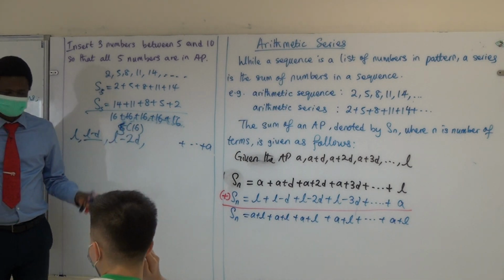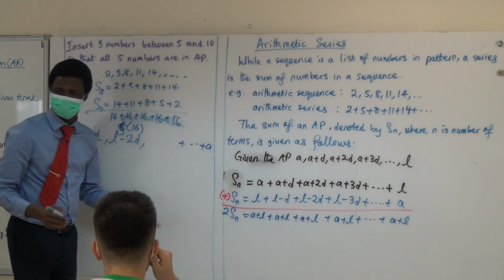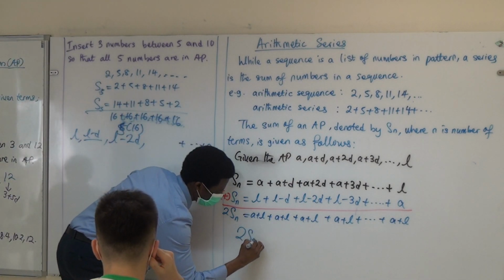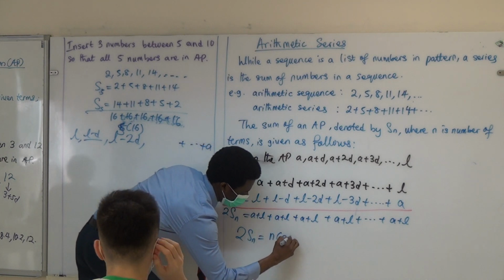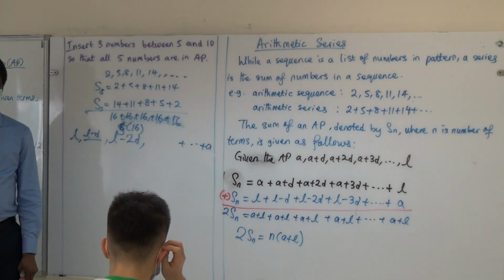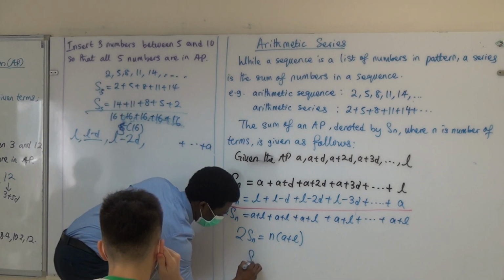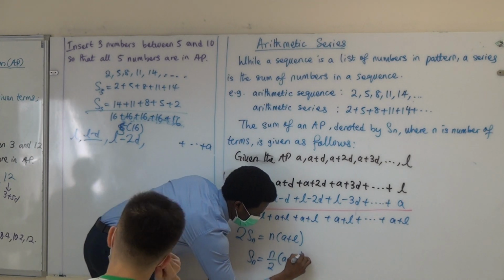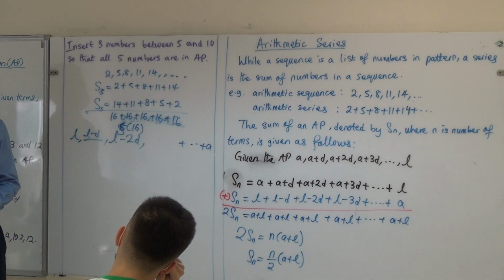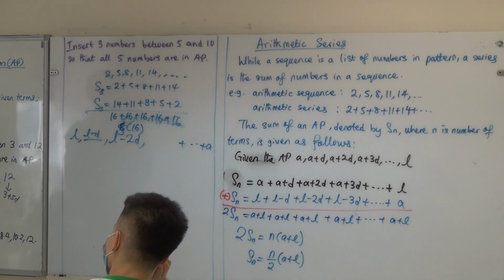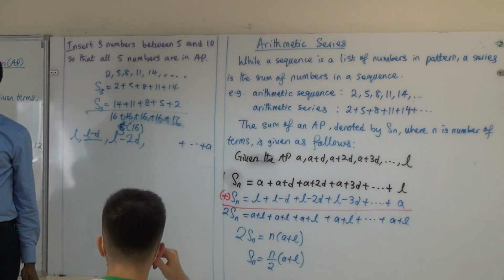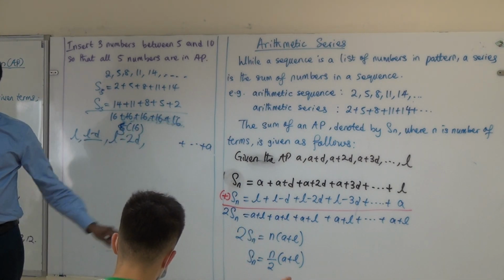Do you understand? So in this case, this will be 2Sn. Agree? Yes. So 2Sn is equal to n times A plus L. So if I need to find the sum of my AP, I do n divided by 2 multiplied by A plus L. So if we know the last term of an AP, if we know how many terms are involved, and we know what the first one is, we can get the sum of everything. That is one way.